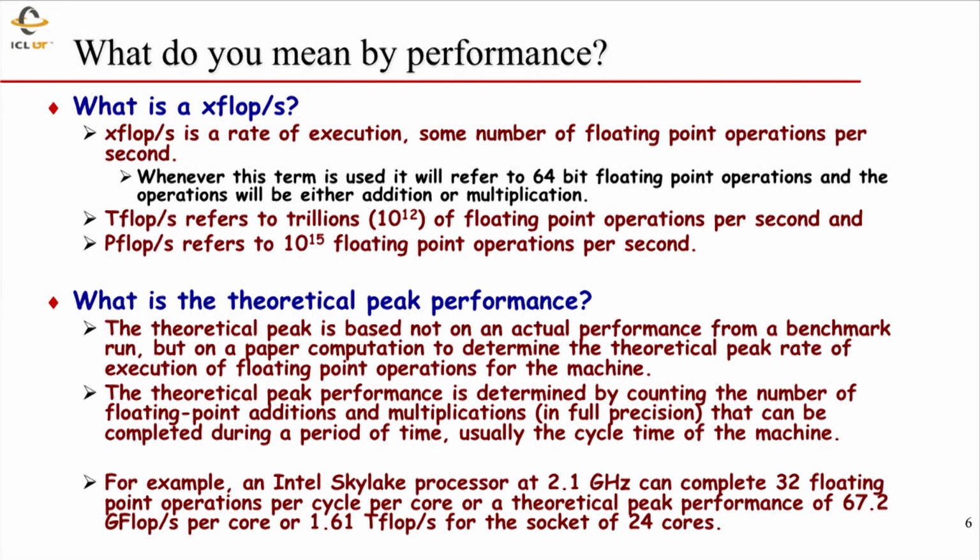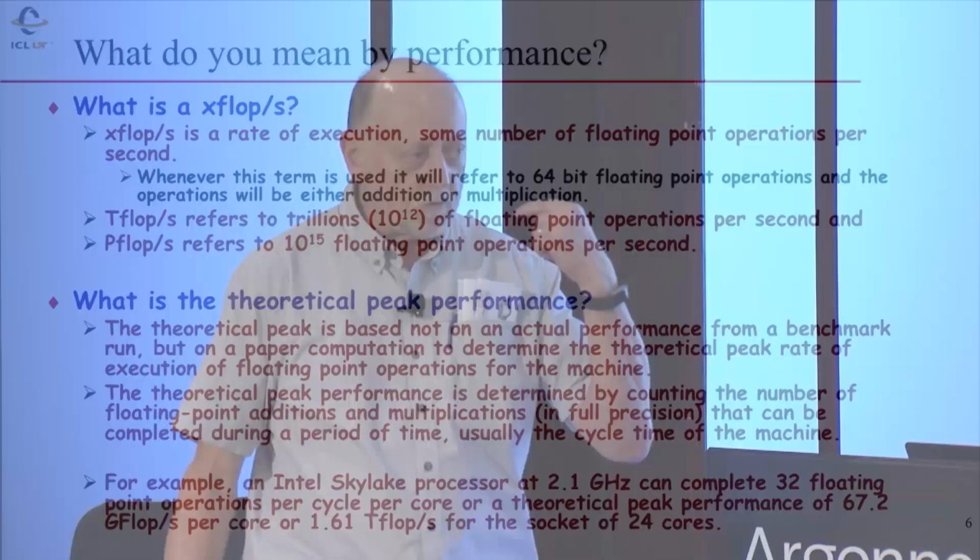And if we have a 24-core chip, you multiply that by 24. That gives us 1.6 teraflops out of that one chip. That's the theoretical peak performance. So if I'm writing an algorithm for this machine, I'm going to try to hit that. I'm trying to get as close as I can to that. And if I can't get to that, why? What's limiting my performance? That's a fundamental question that's going to be going on here.